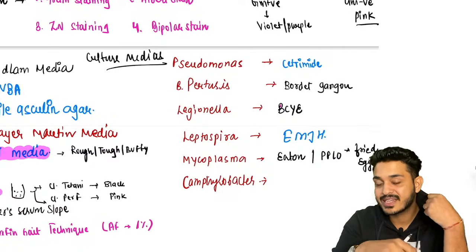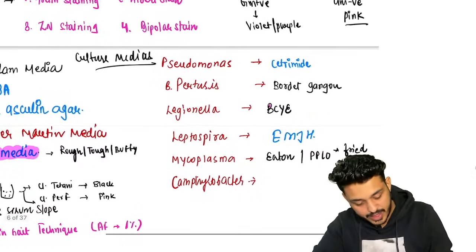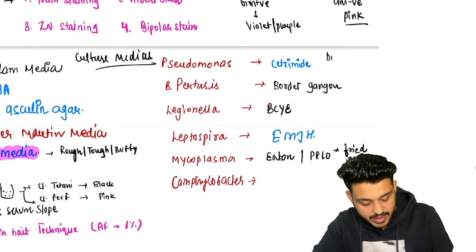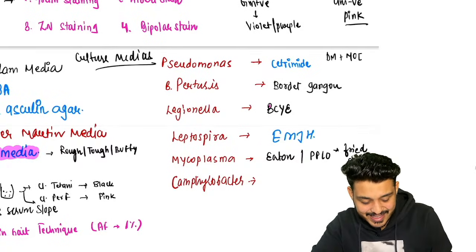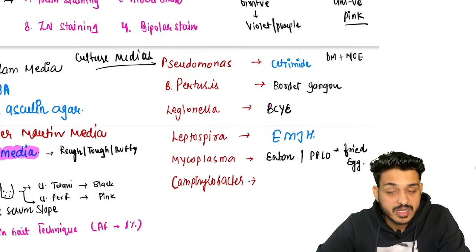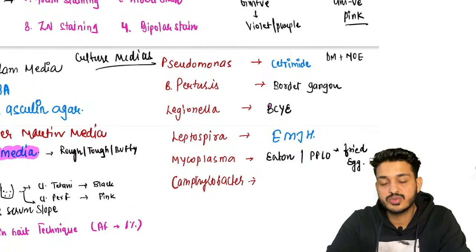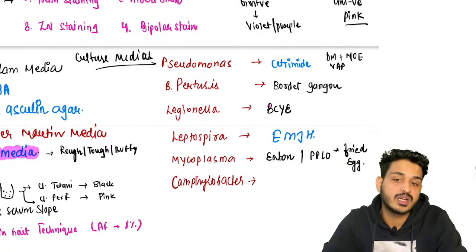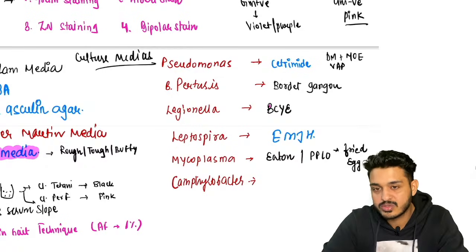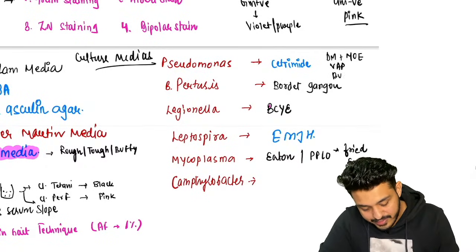Malignant otitis externa, diabetic patient with the malignant otitis externa, diabetes mellitus patients with malignant otitis externa, your answer will be what? Pseudomonas. Another patient, catheterized patient not getting well, this is going to be Pseudomonas. Ventilator associated pneumonia, this is going to be what? Pseudomonas or maybe Acinetobacter, right? Most probably Pseudomonas, right?